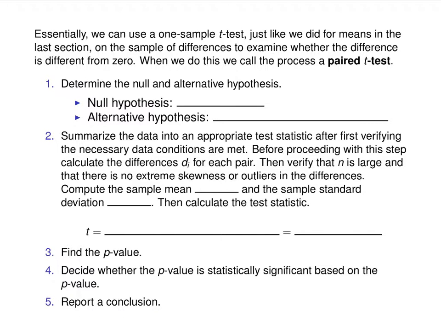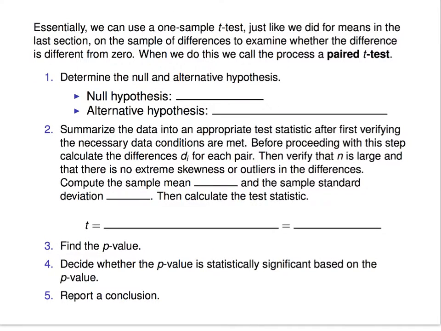So we're going to use a one sample t-test, just like we did for means in the last section. So we call this a paired t-test. Now, if you're talking about differences, you're trying to knock down the hypothesis that your differences are nothing, right? So your null hypothesis will always be the difference is 0. Which means if that difference is 0, there is no difference, right? And your alternative could be one of three things. That your mean is just not 0.